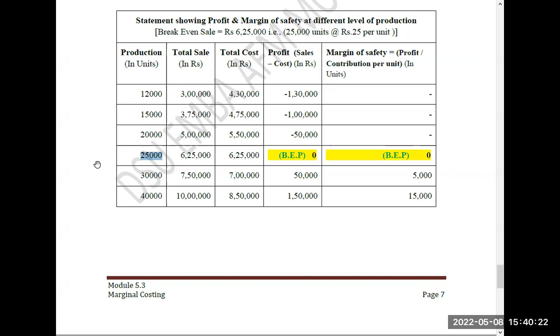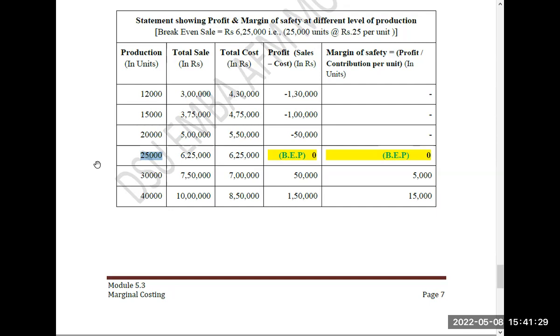Let me ask a question like this. What is the percentage of increase here? Please calculate and tell me. I'm asking 30 to 40 only. 33%. 30% means? 30% of 30,000 is how much? 9,000. So 30 plus 9 is equal to only 39. But it is increased to 40. So it is not a 30% increase. It is more than 30% increase. What's the percentage of increase?